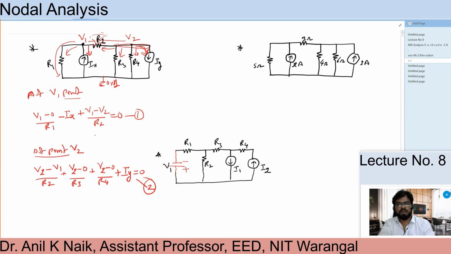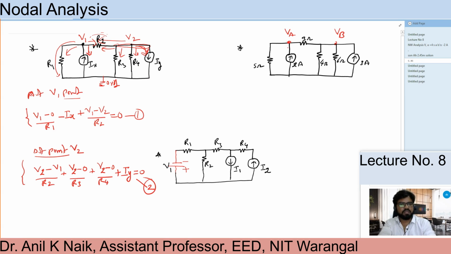So this is how we are going to write the nodal analysis equations if you have current sources, where one is opposing and one is in the same direction. Once you write these equations and solve them, you can find whatever parameters you want. Now we'll find what are VA and VB for this particular network.